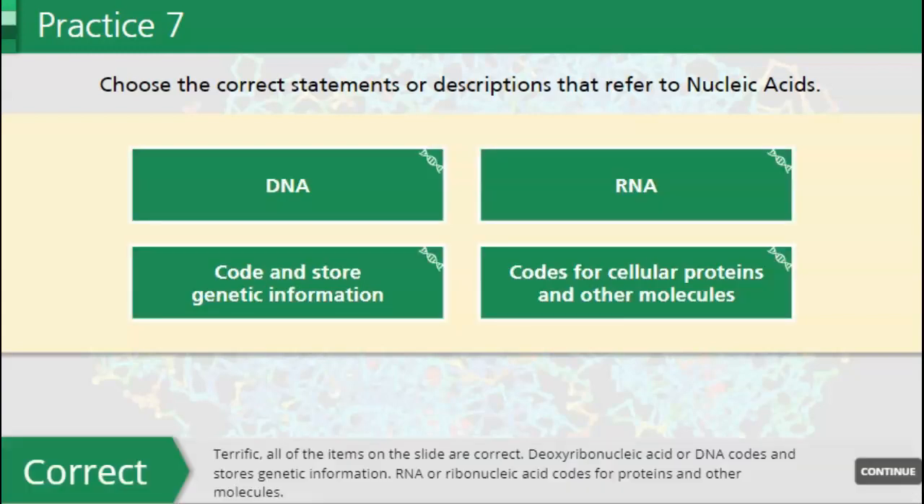Terrific! All of the items on the slide are correct. Deoxyribonucleic acid, or DNA, codes and stores genetic information. RNA, or ribonucleic acid, codes for proteins and other molecules.